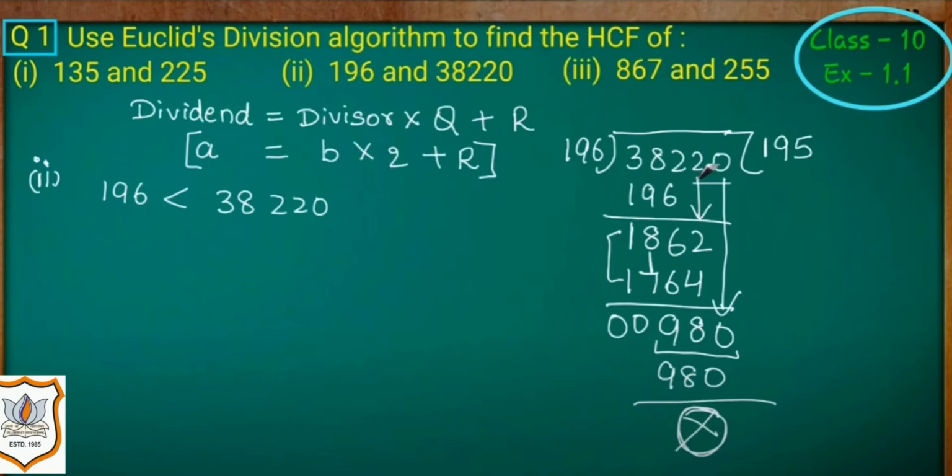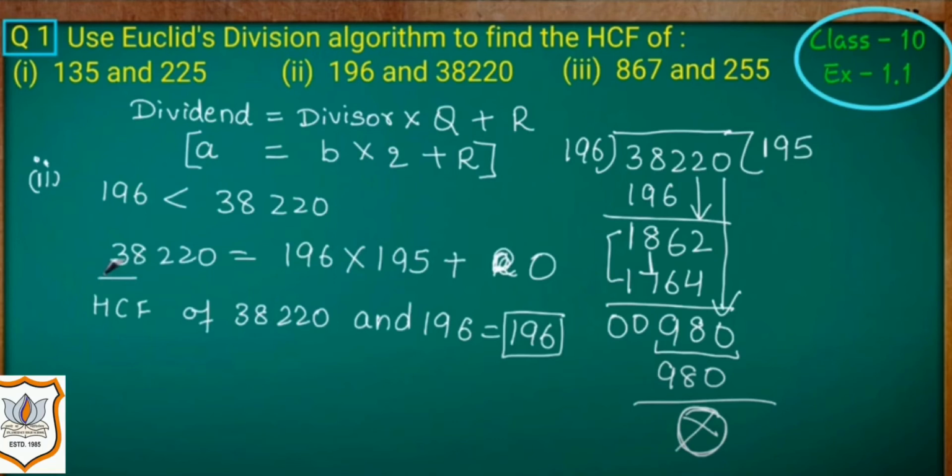Again, I have to divide it. 1764 means I have to multiply 196 into 9, so I get a value 1764. Now by subtracting 1862 by 1764, I get a value equal to 98. So I have to now multiply 196 with 5, so I get a value equal to 980. So the remainder equals 0. So the HCF of 196 and 38220 is 196.